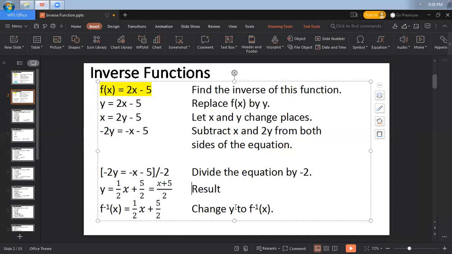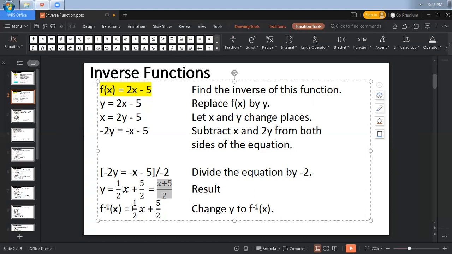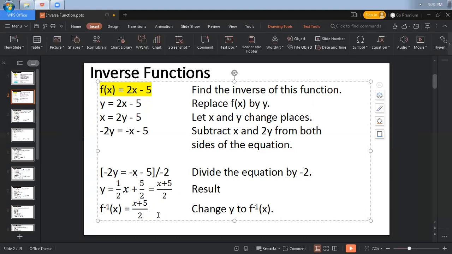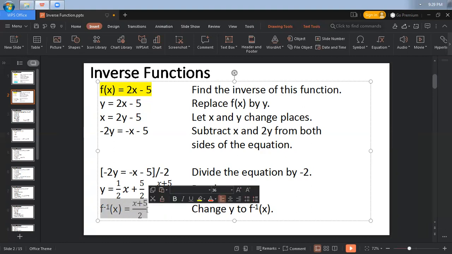So, the final answer is change y to f raised to negative 1 at x. Ayan. So, after this, pwedeng ito na lang din ang ilagay ko. So, pareho lang din naman po yan. Wherein, yung x over 2, yun yung 1/2 x, and then yung 5 over 2, yun yung plus 5 over 2. So, this is our final answer. I hope nasusundan nyo po. Next.